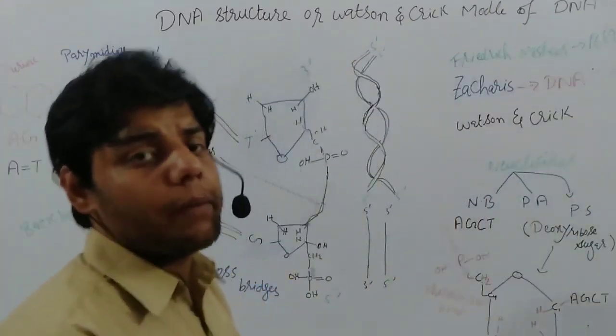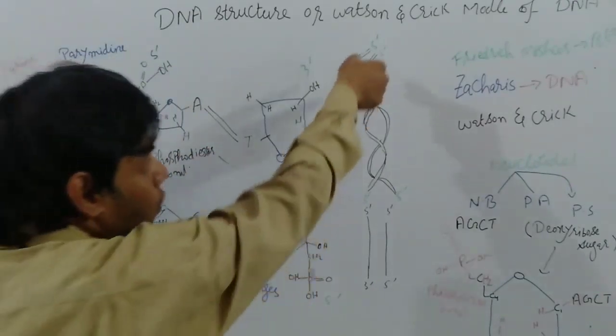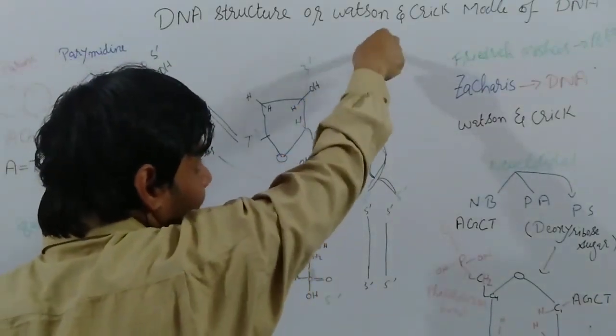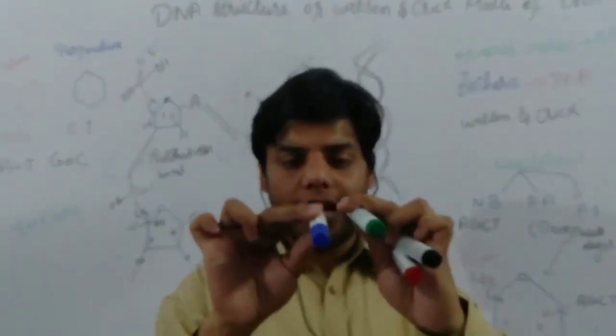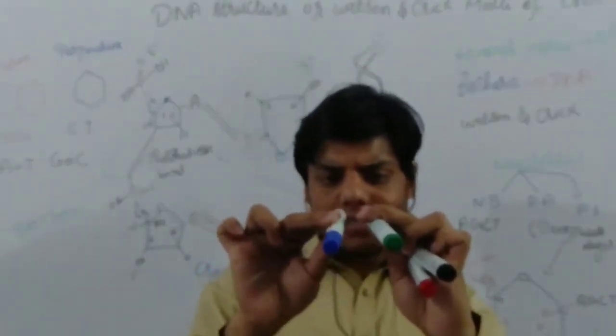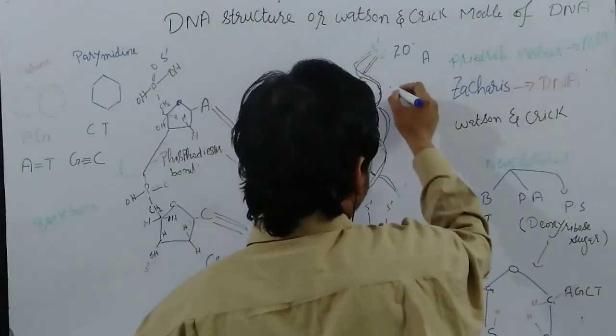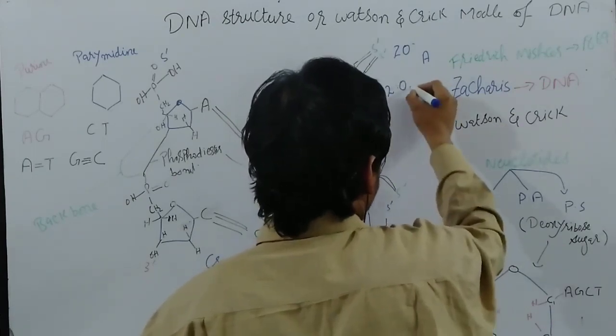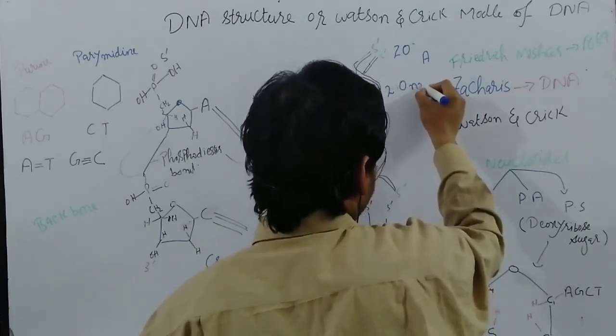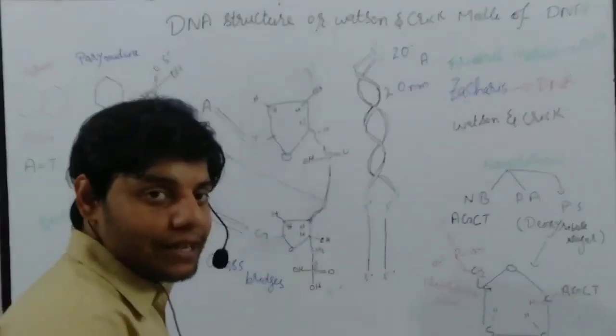They also describe the diameter of the DNA. Let's say if this is the DNA, they watch the DNA in that direction. In that direction, they say the diameter of the DNA is 20 Angstrom. If we write it in nanometers, the diameter is 2.0 nanometer. That is the diameter.